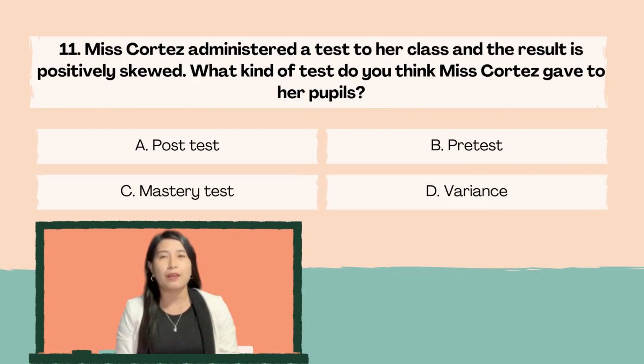For the 11th question, Ms. Cortez administered a test to her class and the result is positively skewed. What kind of test do you think Ms. Cortez gave to her pupils? A. Post-test, B. Pre-test, C. Mastery test, D. Criterion reference test. You have 15 seconds.